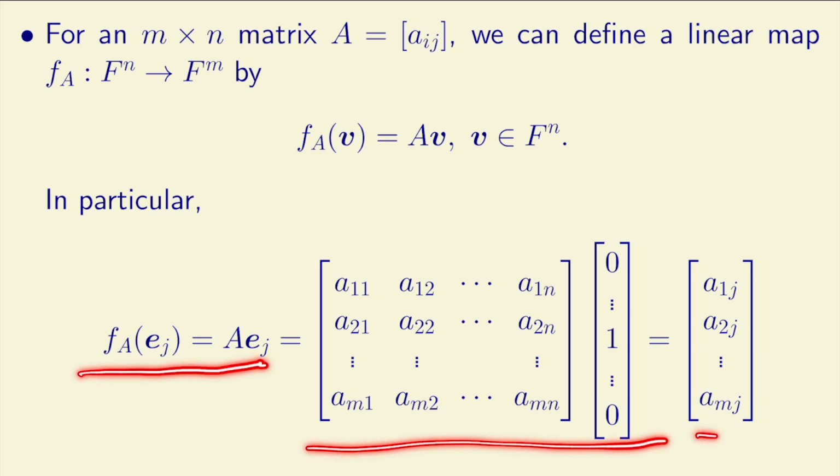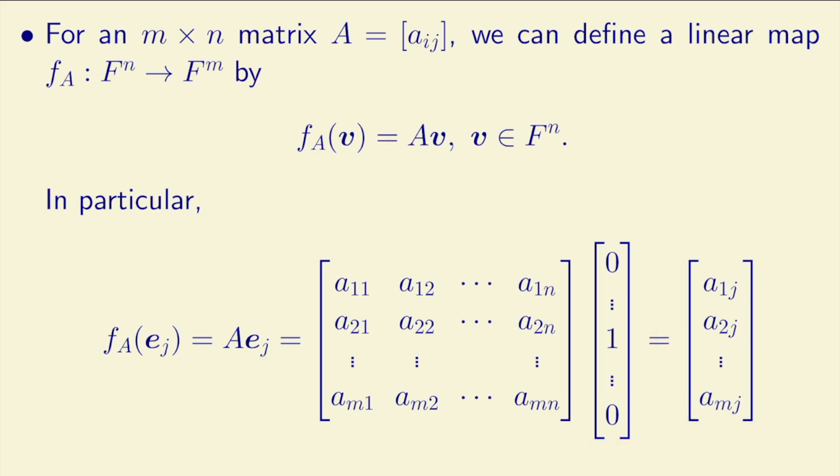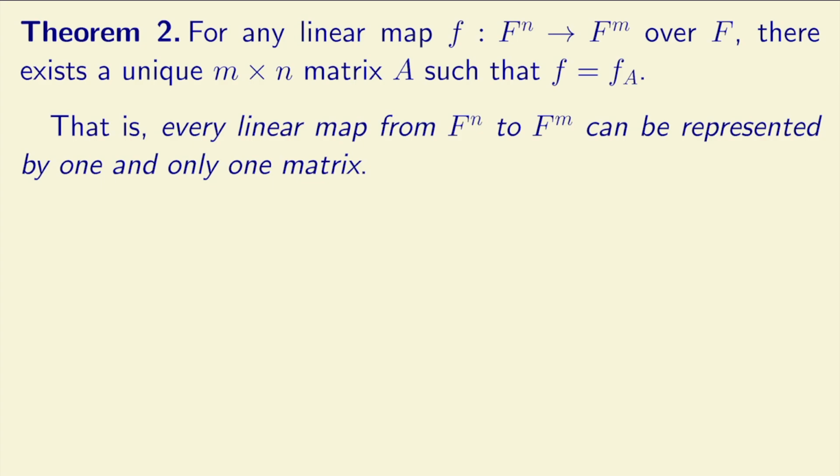Right, and that leads to the final theorem. Theorem 2. For any linear map f from Fn to Fm, there exists a unique m by n matrix A such that f equals fA. See? It's the same core idea, but now it's about matrices. It says that for any linear map between these two specific vector spaces, you can always find one, and only one, matrix that represents that map.